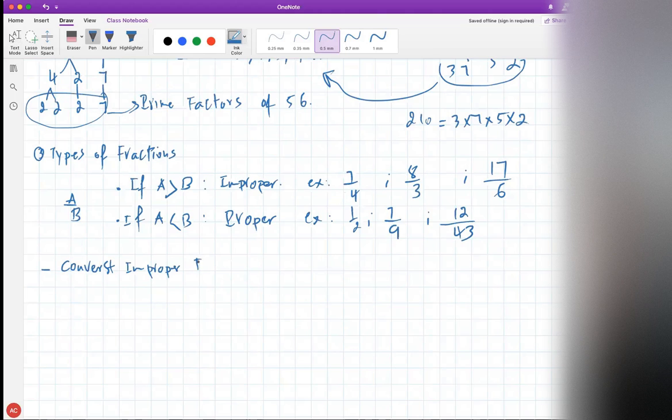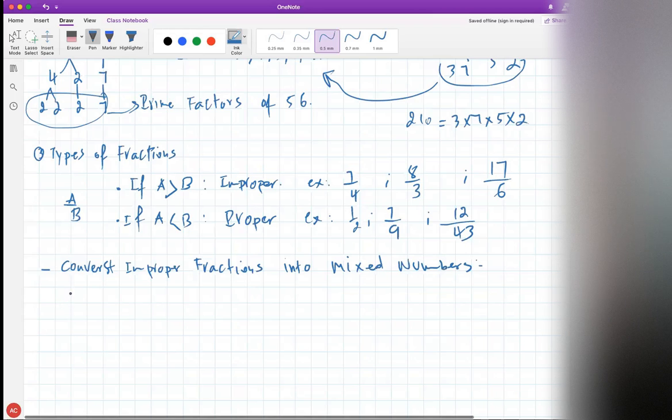fractions into mixed numbers. Let's see how to do that. Let's take one of these, for example, 7 out of 4. It's very simple to convert an improper fraction to a mixed number.